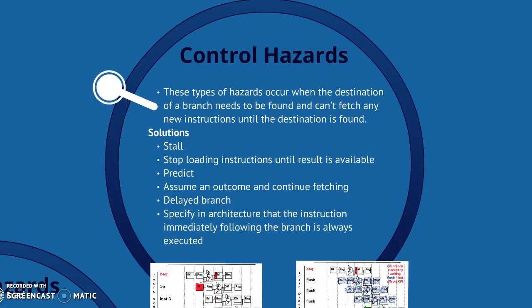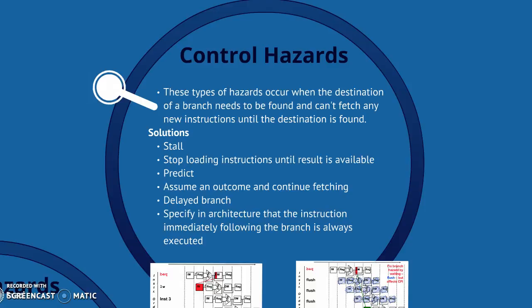The second type of hazard is a control hazard. Control hazards occur when the destination of a branch needs to be found and we can't fetch any new instructions until that destination is found. Solutions for these types of hazards are, of course, stalling the pipeline, stop loading instructions until the result is available, predict if the branch is taken or not taken, assume an outcome and continue fetching the new instructions, a delayed branch, and lastly, specify an architecture that the instruction immediately following the branch is always executed. This ties with the delayed branch solution.